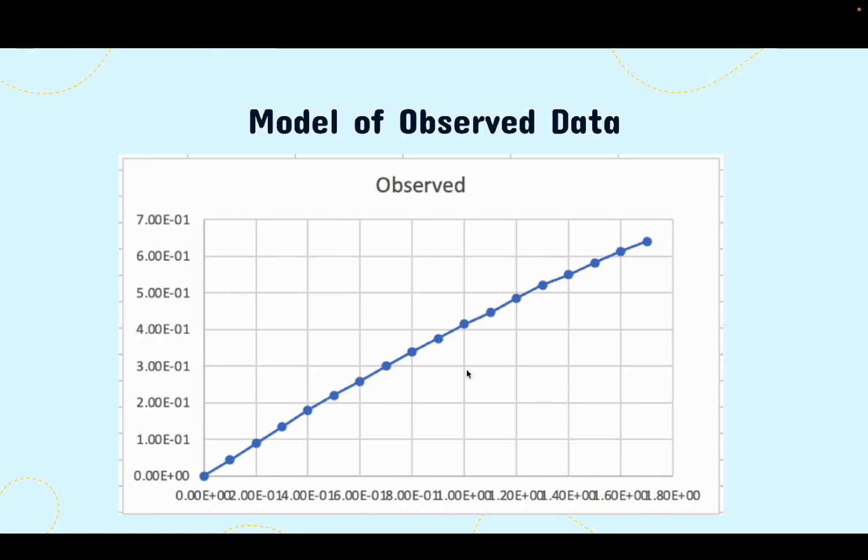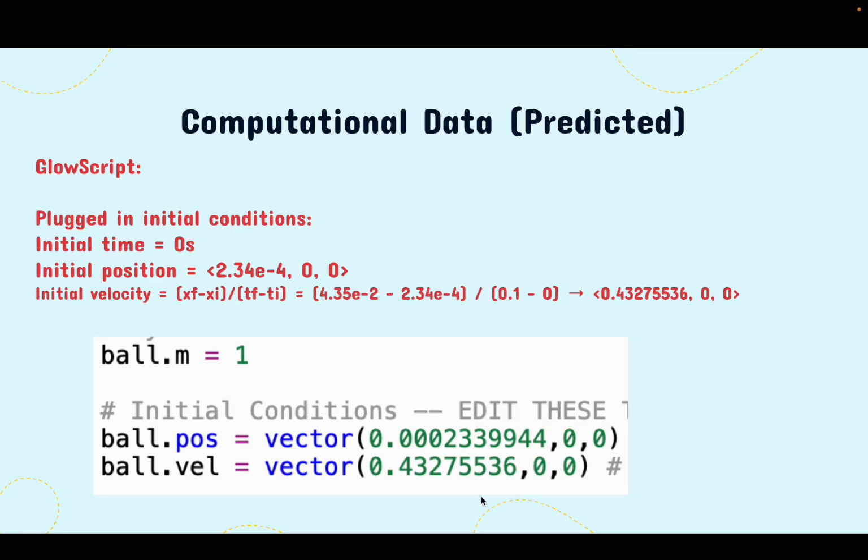Here is what my graph looked like, with time on the x-axis and position on the y-axis. We can see that it is relatively straight, but there's obviously some imperfection. To find the predicted data, I used GlowScript, where we plugged in the initial position and velocity found from the tracker, with the initial time being 0 seconds, initial position 2.34 e to the negative 4, and initial velocity being 0.43.